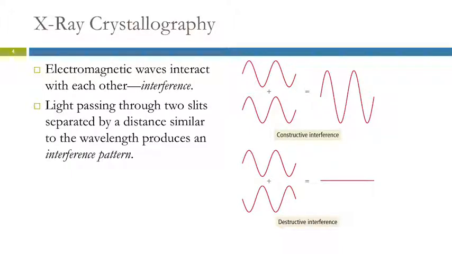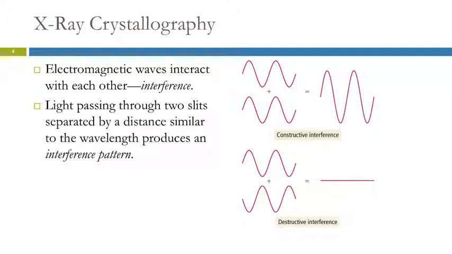You can use X-rays. So we've learned that waves can interact with each other and cause interference. You can get constructive interference, you can get destructive interference. And that works for all electromagnetic radiation. So constructive interference, the peaks line up with the peaks and you get a bigger wave. Destructive, peak lines up with trough and they essentially cancel each other out.